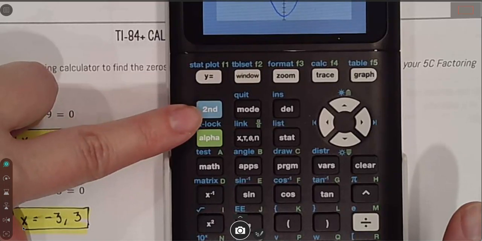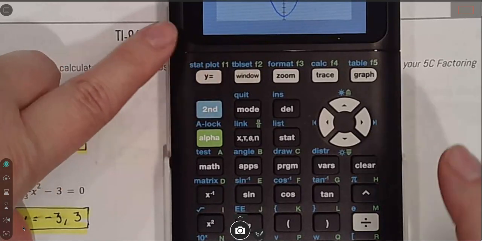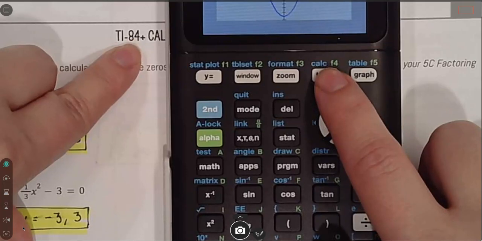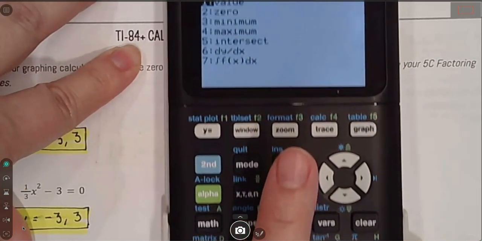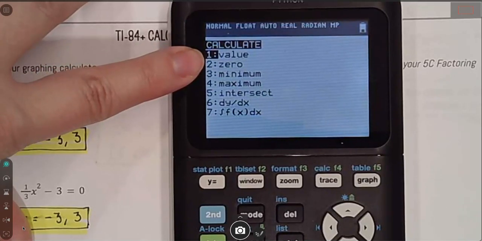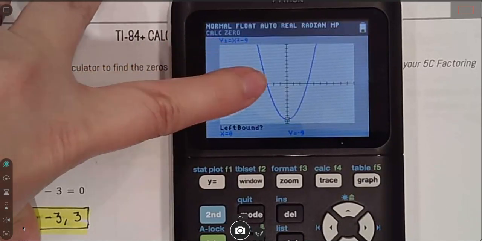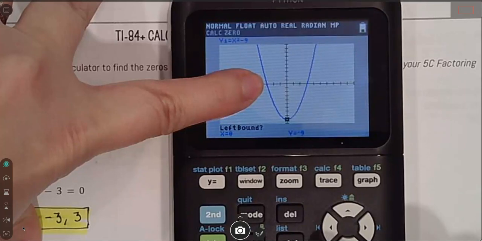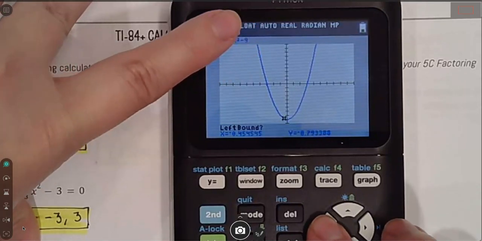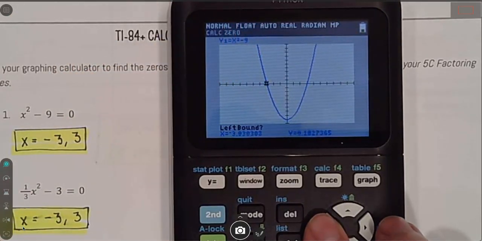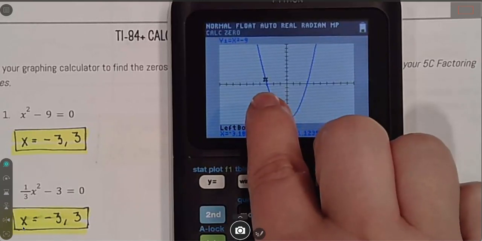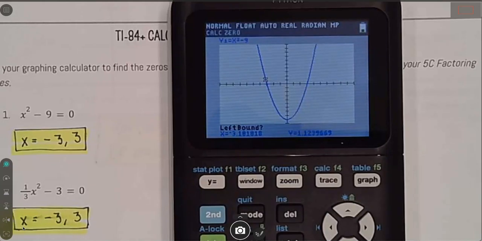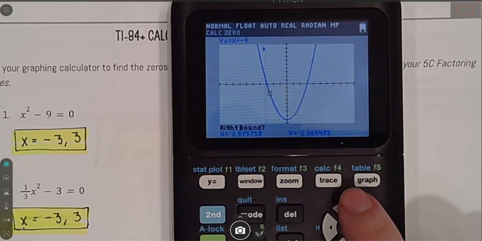Hit second, which is right underneath y equals, and then trace. The second will activate the blue calc right there. Zero is number 2. All right, if we want to find this zero here, you're going to use the left cursor to move our little cursor over to the left of the desired zero, and then hit enter. Then move the cursor to the right of the desired zero.